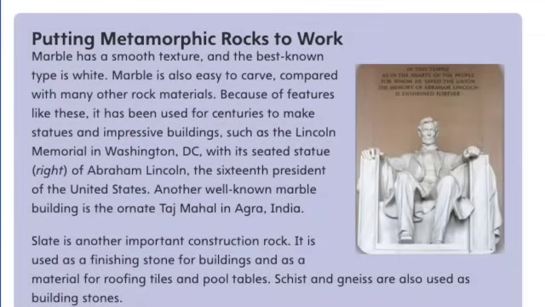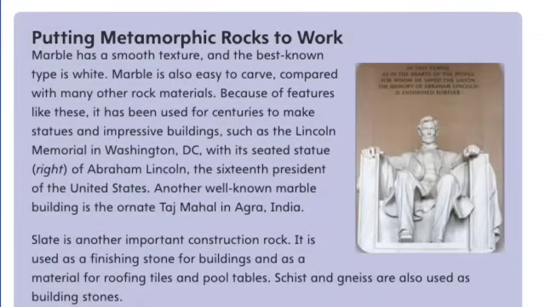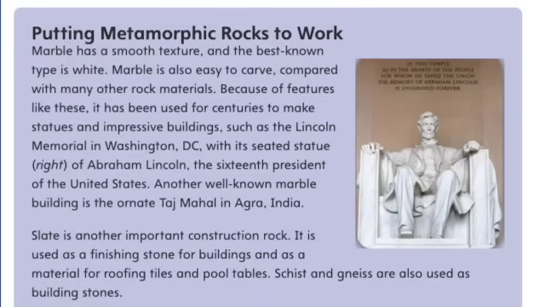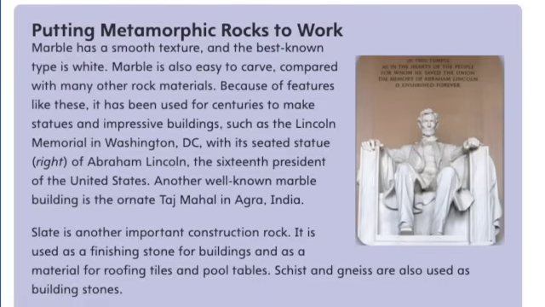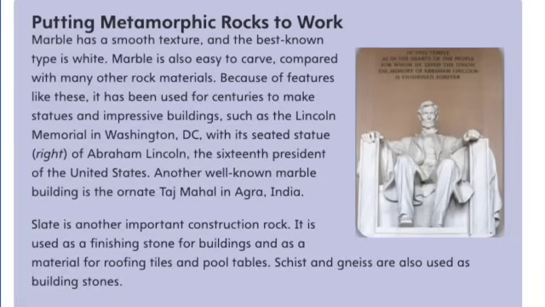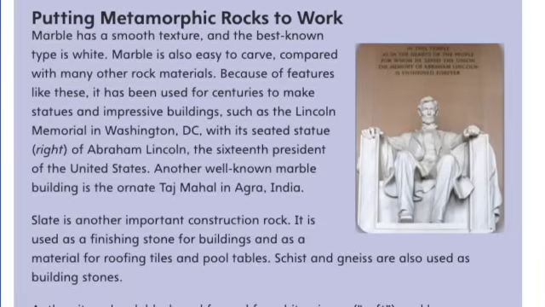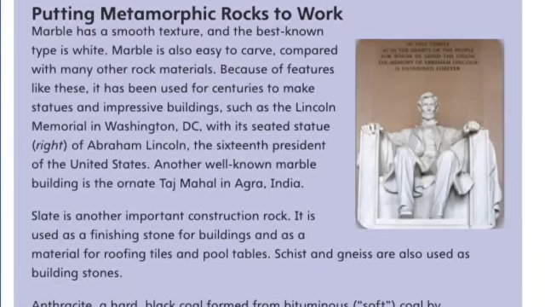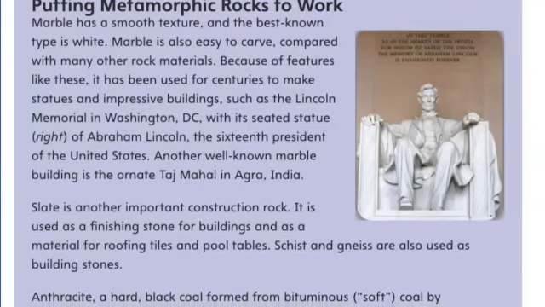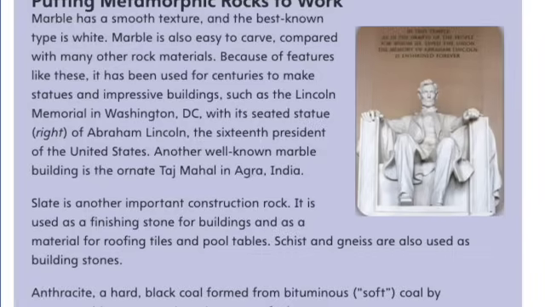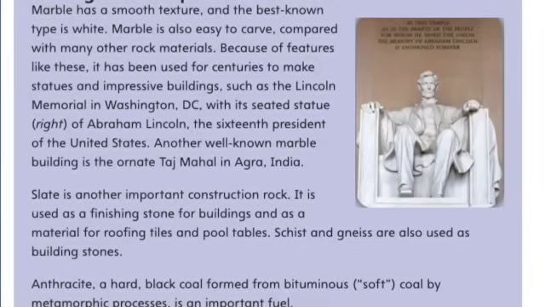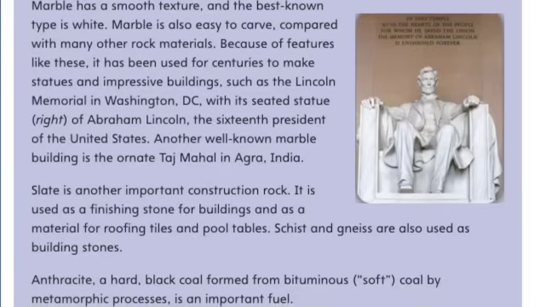Putting metamorphic rocks to work. Marble has a smooth texture, and the best known type is white. Marble is also easy to carve compared with many other rock materials. Because of features like these, it has been used for centuries to make statues and impressive buildings, such as the Lincoln Memorial in Washington, D.C., with its seated statue of Abraham Lincoln, the 16th President of the United States. Another well-known marble building is the ornate Taj Mahal in Agra, India.